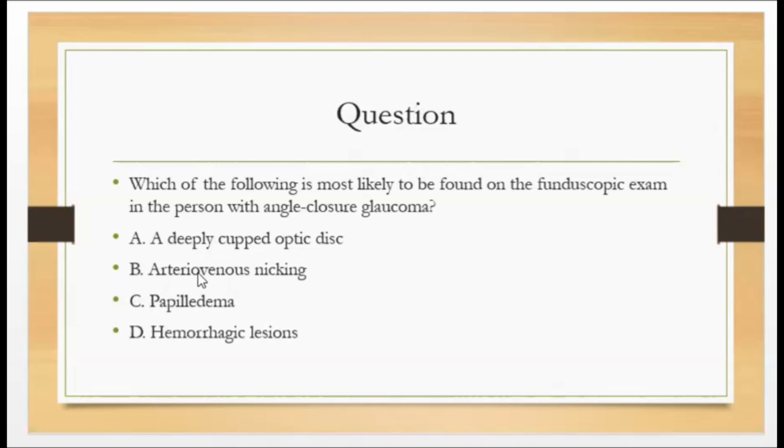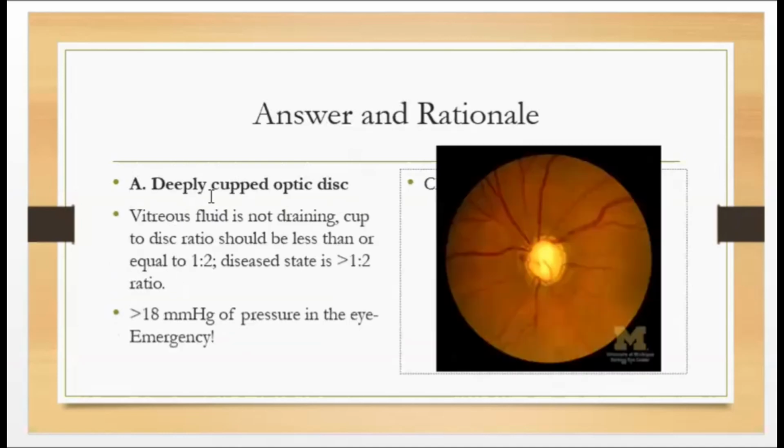AV nicking is your hypertensive. Papilledema is also hypertensive. Like I said, papilledema can make you rule out tumor or intracranial pressure, but the patient will have hypertension, but you still want to rule out hypertension, okay? Then your hemorrhagic lesion, which is your retinal hemorrhage. So the only thing here that makes sense for angle closure glaucoma, that is your A, deeply cupped optic disc, you can look at it.